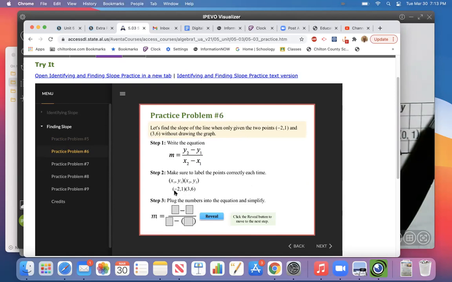6 minus 1 is 5. 3 minus -2 is 5. This should be a slope of 1.